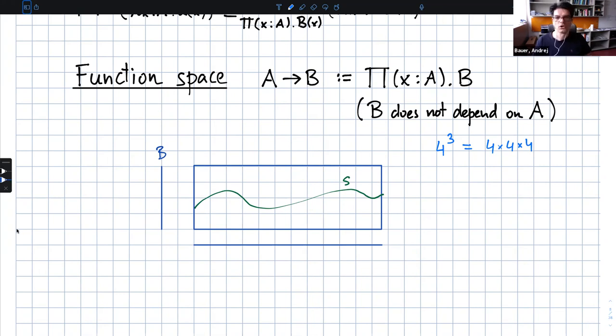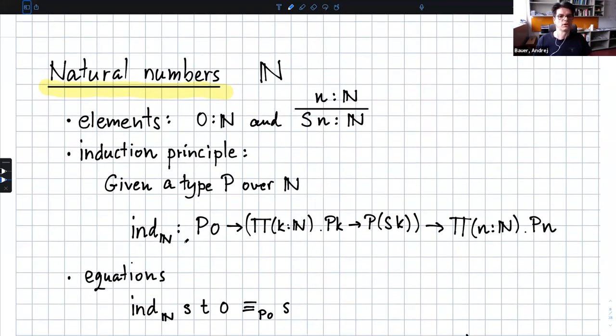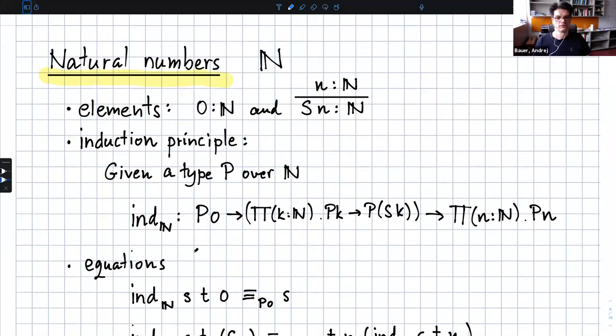Is this MLTT or HoTT? This is so far just Martin-Löf type theory. I haven't done anything specific to HoTT. Homotopy type theory is an extension of Martin-Löf type theory by some further additional principles, which we will get to. Okay, we have 7 minutes to cover natural numbers and universes and finite types.